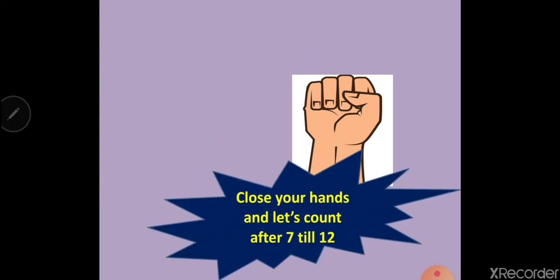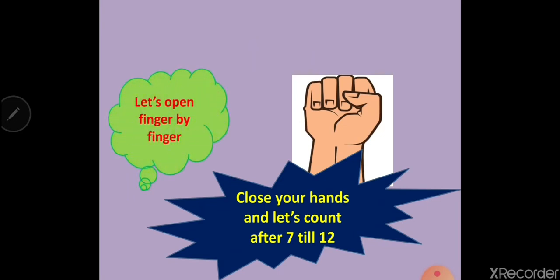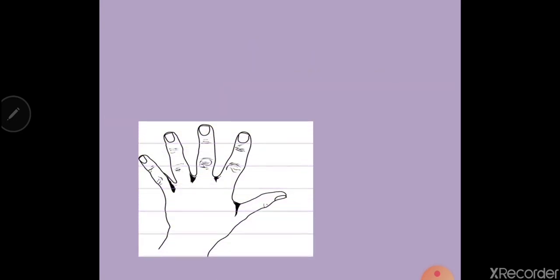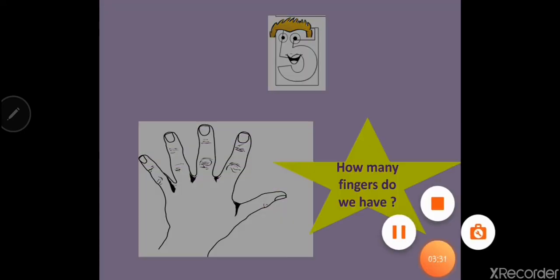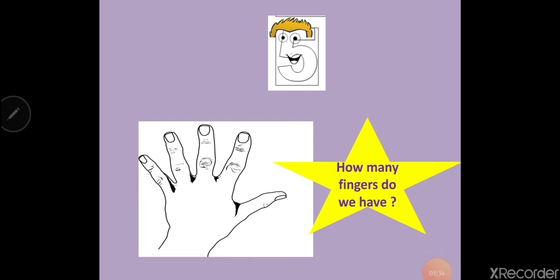You will start by closing your fist and you will open your finger one by one. We will count from 7 till 12. Ready? Let's count after 7. What comes after 7? 8, 9, 10, 11, 12. So, how many fingers do I have now? 5. So, I have 5 fingers. Okay, so it's 5. How many are left?